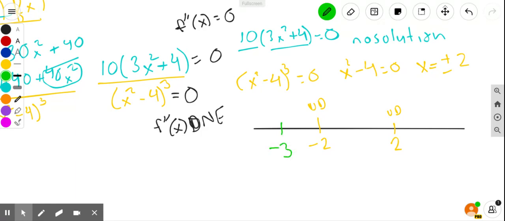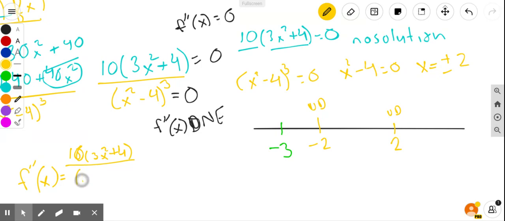So like I said before, if we look at the second derivative, the numerator will always be a positive number no matter what I have because I'm squaring it. So automatically multiplying a negative by a negative makes it positive. Adding 4 makes it positive. Multiplying by a 10 keeps it positive. So the numerator is always positive.